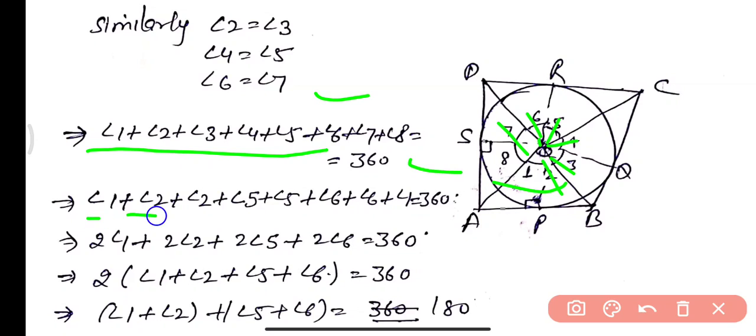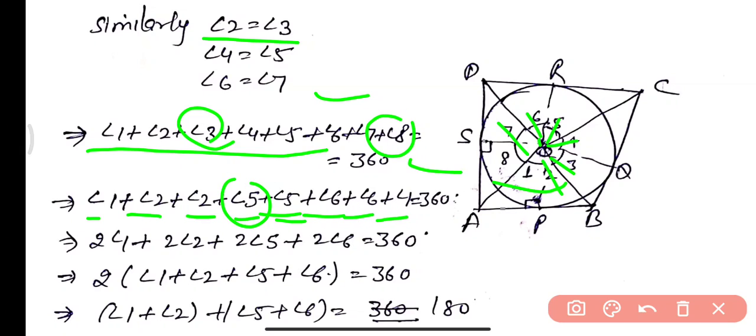So replace the rest of the angles. So 1 plus 2 we require, but 3 will be replaced with 2. You can see here we can replace 3 with angle 2. Similarly 5 is required, so 5 plus 6. 6 we also require. So we can replace 4 with 5. So 4 will be replaced with 5. So 5 plus 5 and 6 plus 6 plus angle 1. 8 will be replaced with 1. So equals 360. So now twice angle 1 plus twice angle 2 plus twice angle 5 plus twice angle 6 equals 360.